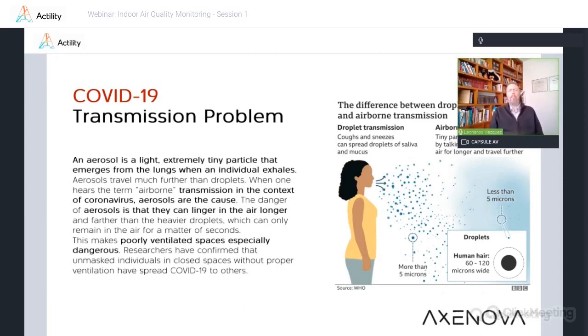Aerosols instead are spread with the breath and are formed by tiny particles less than 5 microns that could remain in the air for hours. The danger is, if the ventilation is not enough, they could begin to concentrate and increase the risk of contagion.